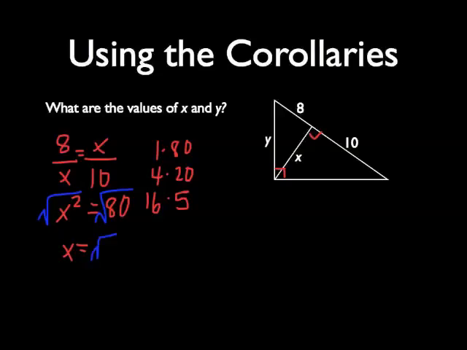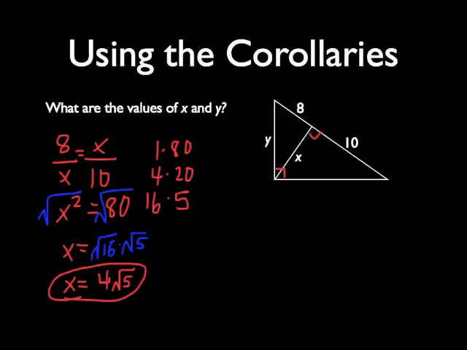Duh! The square root of 16 times the square root of 5 is equal to the square root of 80. And of course we can take the square root of 16, which is 4. And we can't take the square root of 5, so we just tack it on to the end there. X is going to be 4 times the square root of 5.